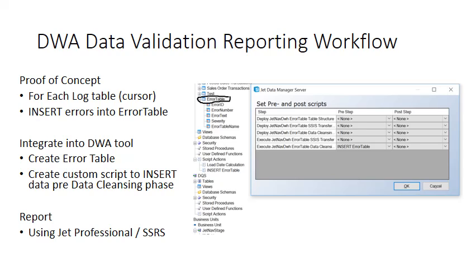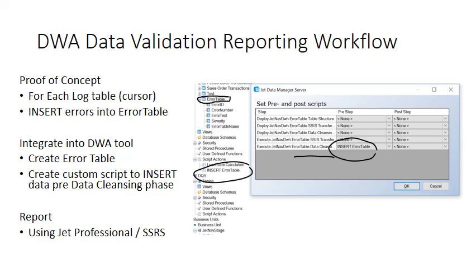Okay, that's a proof of concept, basically a really long SQL script. To integrate it into your data warehouse automation tool, we're going to break it up into a couple steps. So obviously we have to create the error table in the application. Then we need to add a custom script action. Basically that block of SQL code will put it into the application. And then we're going to make sure that we trigger that script as a pre-step before we do data cleansing on the error table.